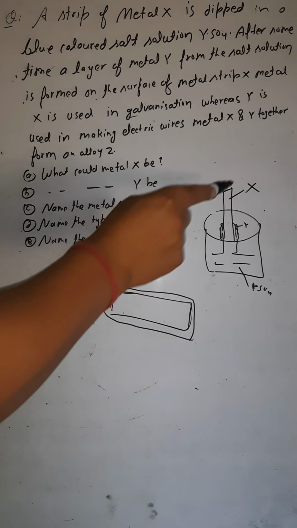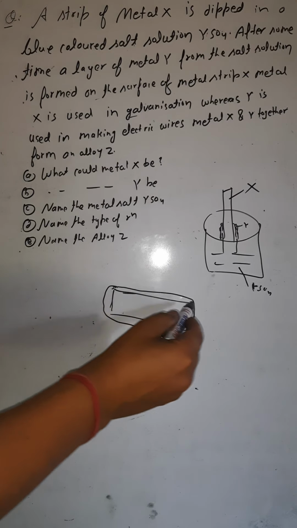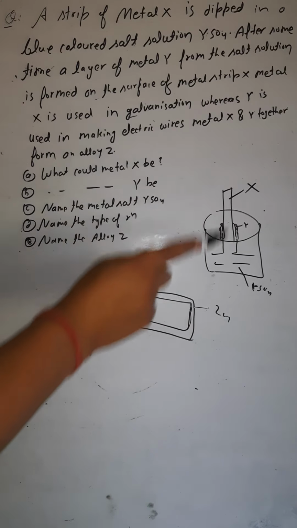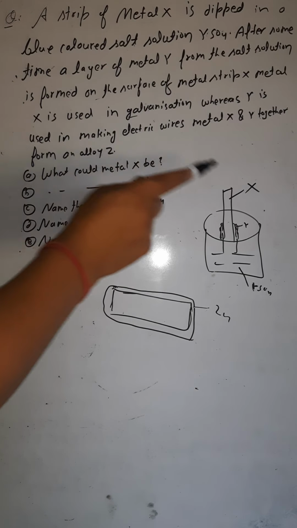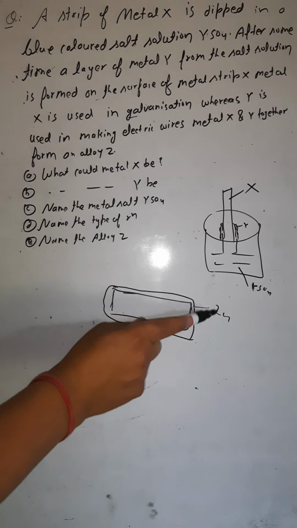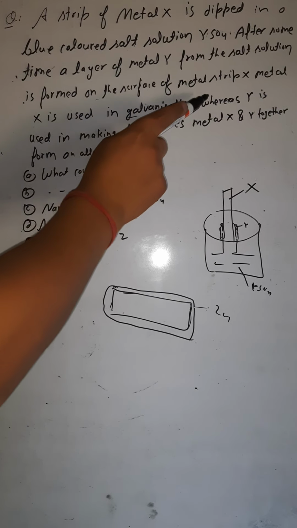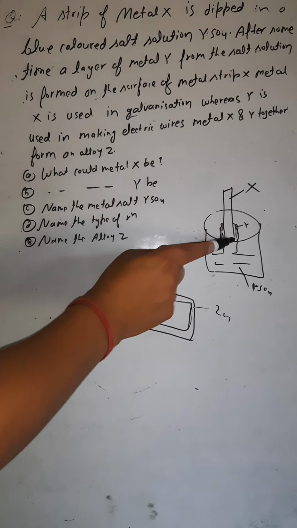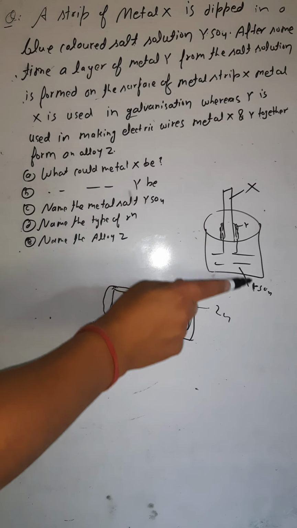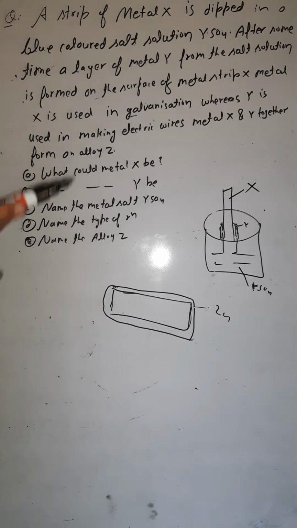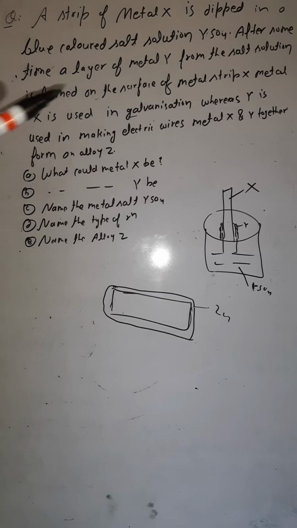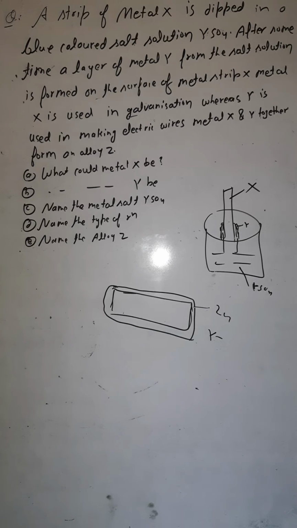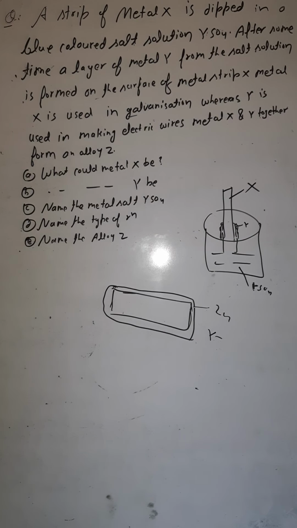Now I have the answer. X is used for galvanization, so we are using zinc for the galvanization process. Getting it or not? So X is definitely zinc. Okay, now Y is used in making electric wires. You must be knowing we are making electric wires out of copper. So definitely this Y could be copper.